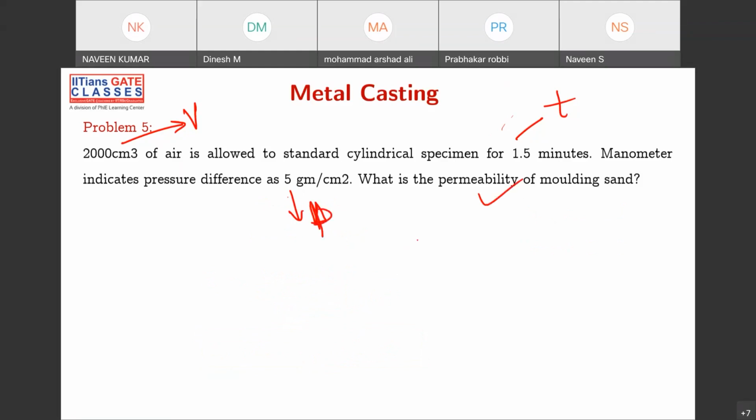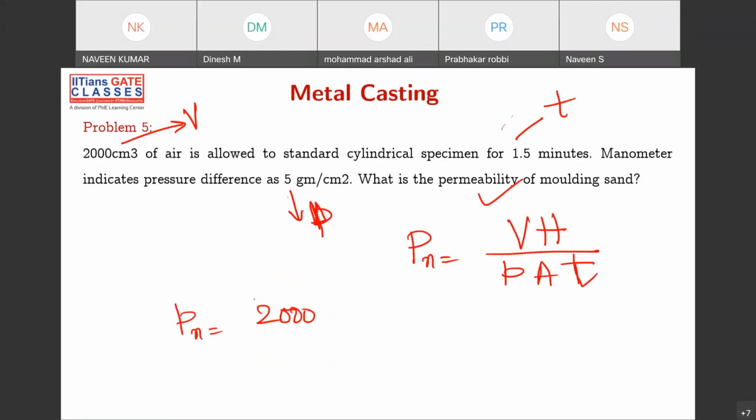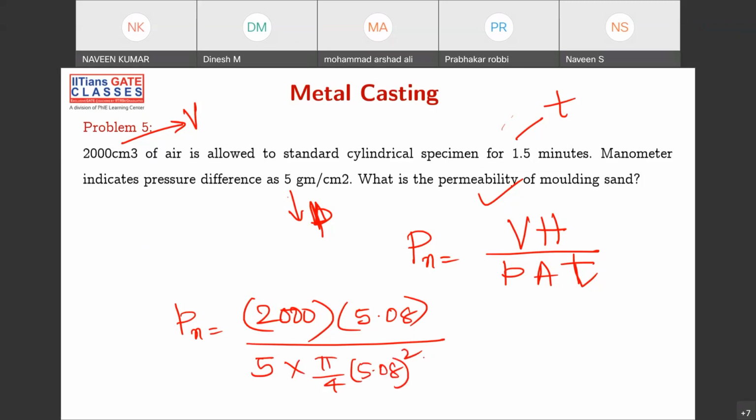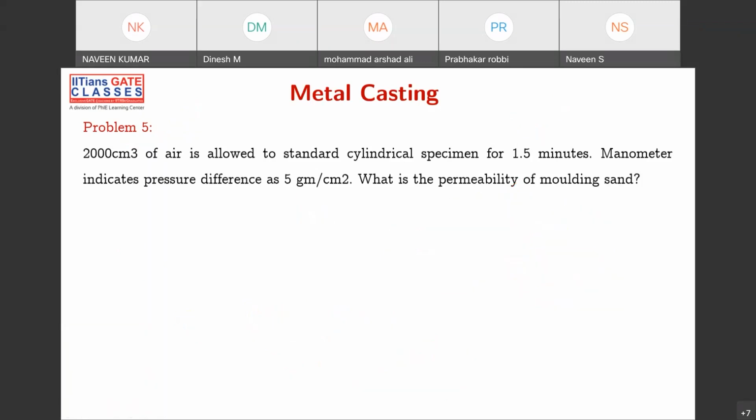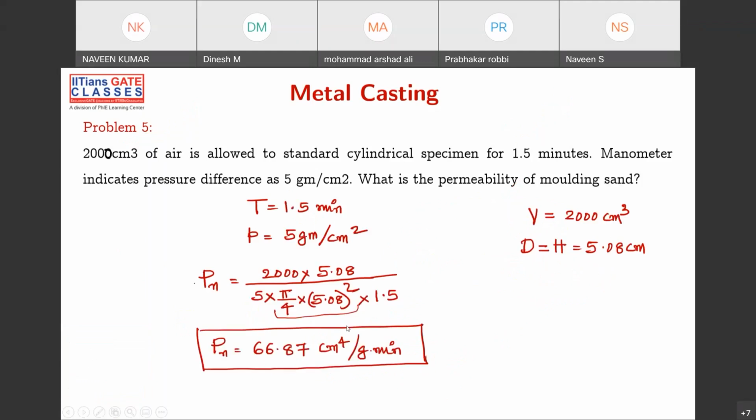What is the permeability for molding sand? The formula is Pn equals V into H divided by P, the pressure difference, into A, the area of cross section, into T, the time. The volume is 2000 centimeters cube, the standard height is 5.08 centimeters, divided by pressure of 5 grams per centimeter square, into area, pi by 4 d squared with d as 0.5, into time 1.5. Then you will get the permeability number. This is the formula, VH by PAT. This is the solution for your answer, that is 66.87 centimeter per gram per minute. Okay, fine. Hope you're understanding this.